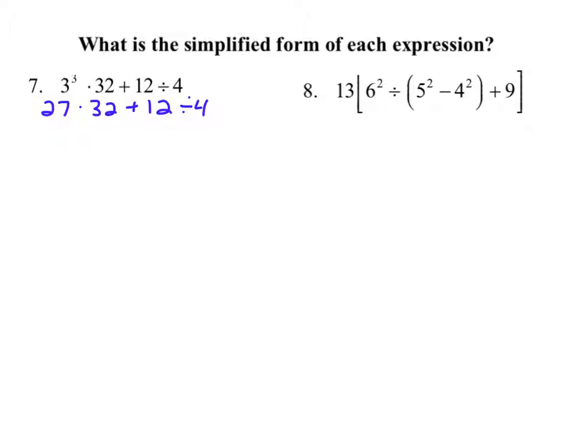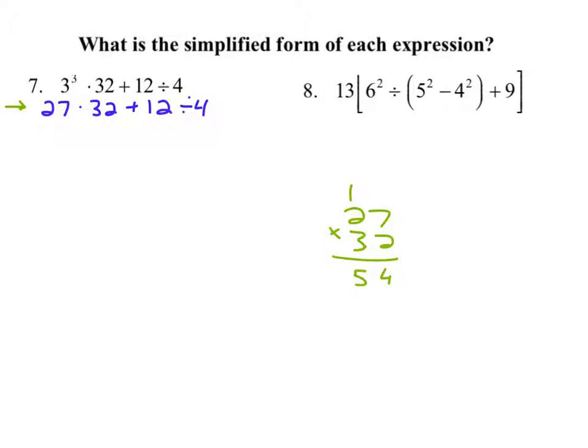Now we do multiplication and division, coming from the left. So, coming from the left, what do I see first? Coming from this direction, I get to the multiplication first. 27 times 32. And I'll do a little calculation down here and then erase it. You should be writing calculations like this too, somewhere off to the side.